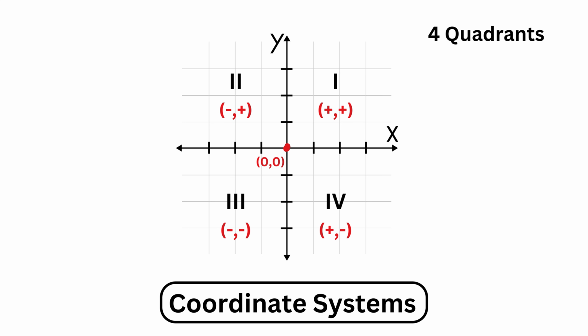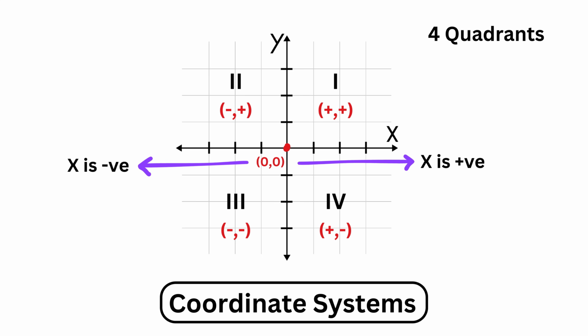In short, if you stand at the origin and move right, your x value becomes positive. If you move left, your x value becomes negative. If you move up, your y value becomes positive. And if you move down, your y value becomes negative.